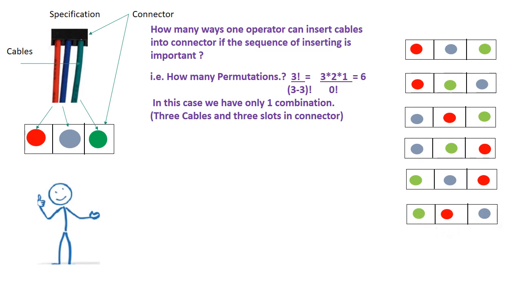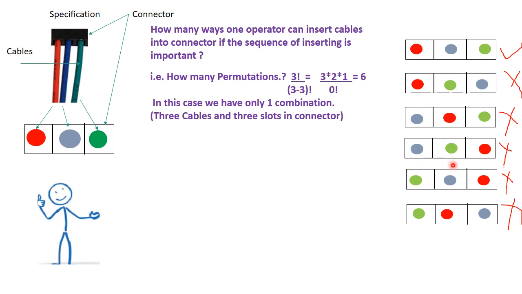Now if you see, the first one is okay, but the second one is not as per our spec. Third is also not as per our specification. Fourth one also not as per our specification. Fifth one again wrong. Sixth one also wrong. So in this case, there are 6 ways.